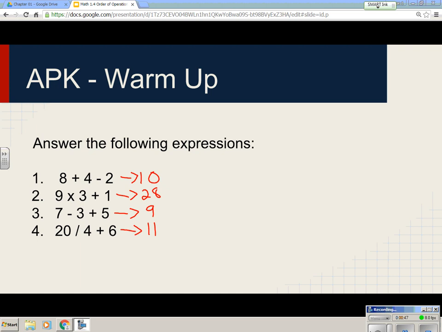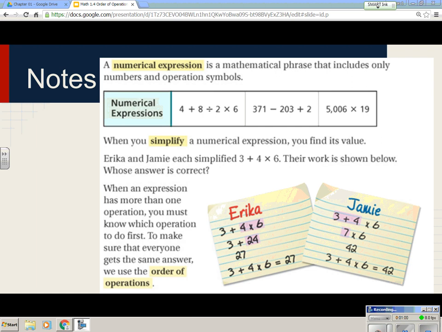So to solve these things, you probably thought about what do I have to do first, and then what do I have to do next. That means you were starting to think of which order you wanted to do the operations in. That's why we get order of operations. So we have some notes here today.